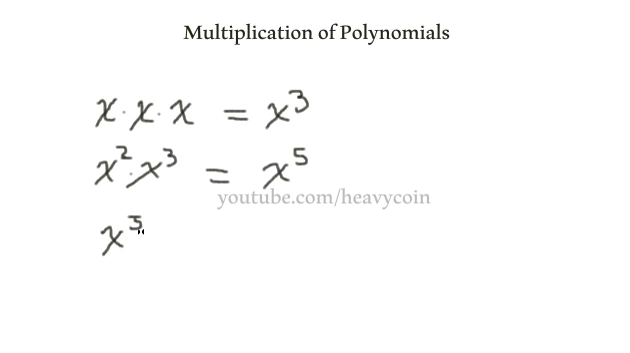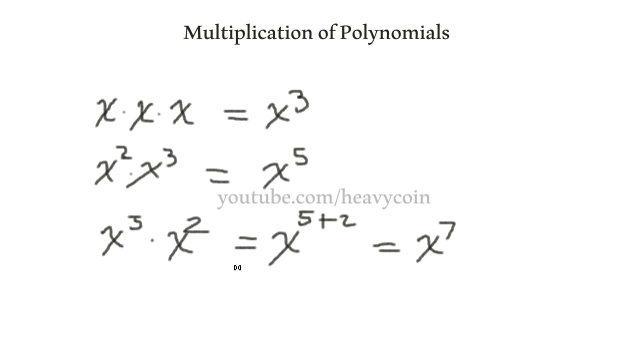So here's another way of looking at this. X to the fifth times, let's say we had x squared. Right, this can be rewritten as x raised to the 5 plus 2. So as you can see here, we just add the exponents. And of course this is equal to x to the 7th power.